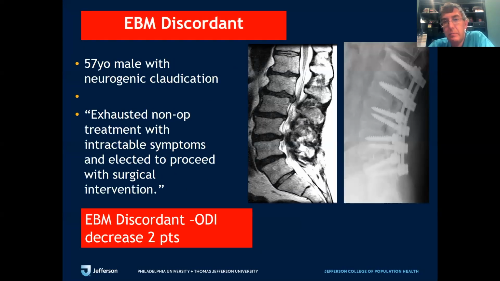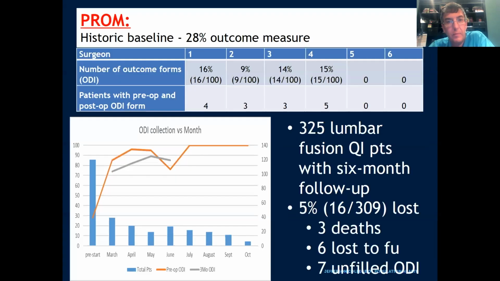Next patient, and here's a patient that didn't do as well. A 57-year-old man with neurogenic claudication. He had exhausted all his nonoperative treatments, underwent a 5-level lumbar fusion, really did not have a deformity, did have a lot of stenosis, but unfortunately this patient did not meet the guidelines and actually did not do very well, and actually got 2 points worse at 6 months with his ODI.